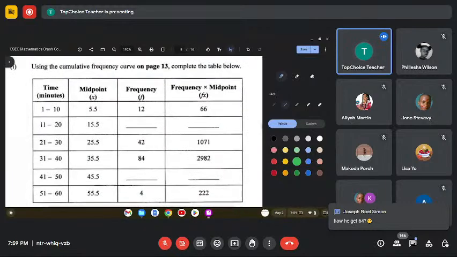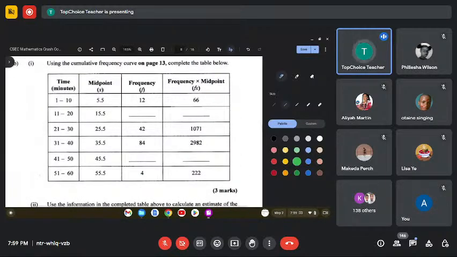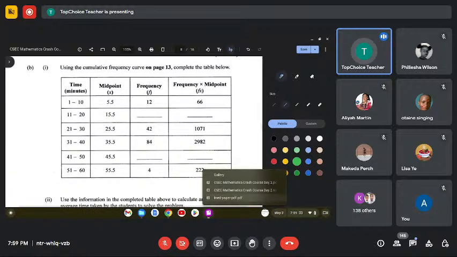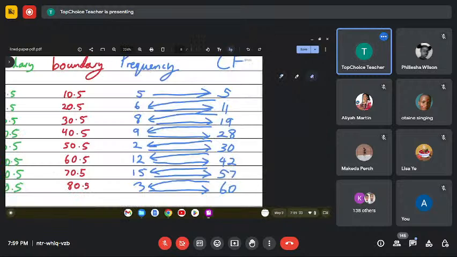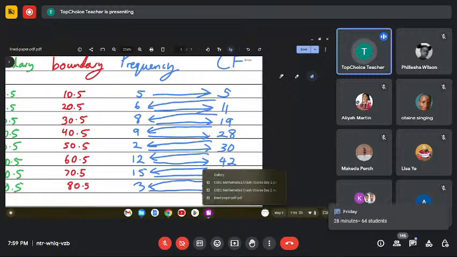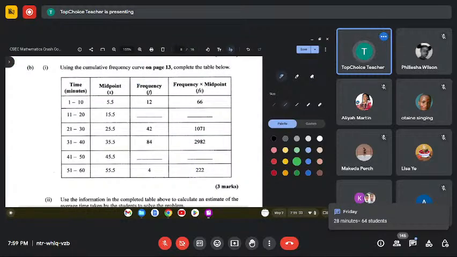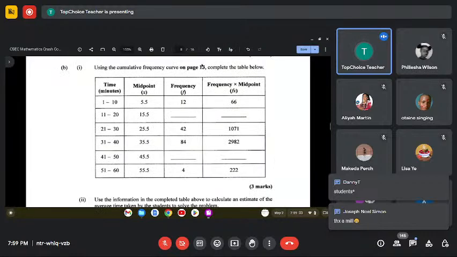This is what I've been working towards. Remember the little stuff I drew on this paper and told you about? That is exactly what we're going to be using here. Let's try to understand what's going on in this table. Using the cumulative frequency curve on page 13, that's the curve we've been looking at, complete this table below.